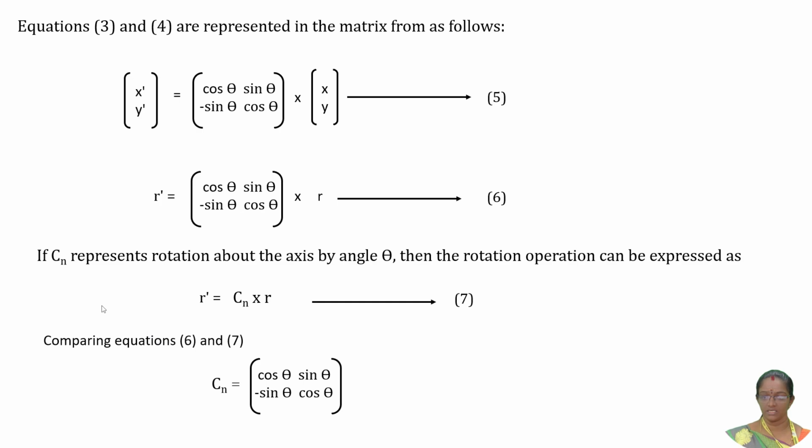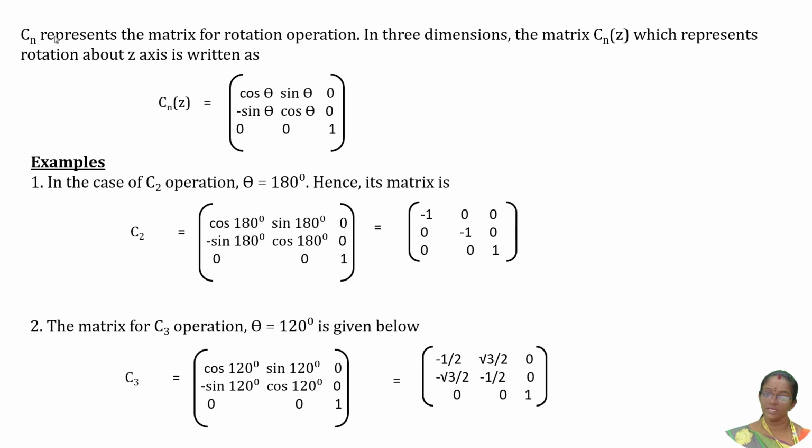Then the rotation operation can be expressed as R dash is equal to Cn into R. By comparing equations 6 and 7, here Cn is equal to cos theta, sin theta, minus sin theta, cos theta in the above equation. So we have written here Cn represents the matrix for rotation operation. If we extend this into 3 dimensions, the matrix Cn which represents the rotation about the z axis can be written as Cn equal to cos theta, sin theta, 0, minus sin theta, cos theta, 0, 0, 0, 1.